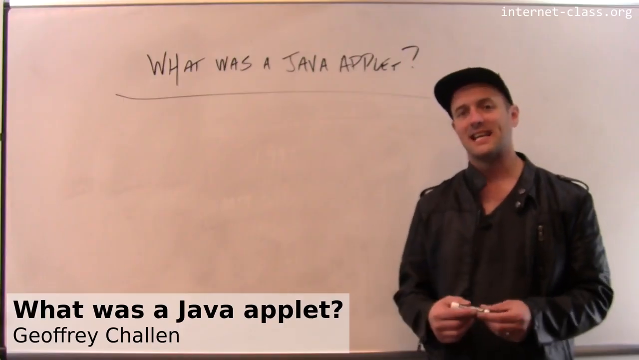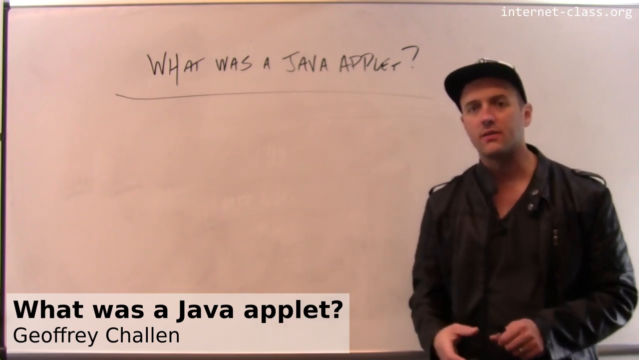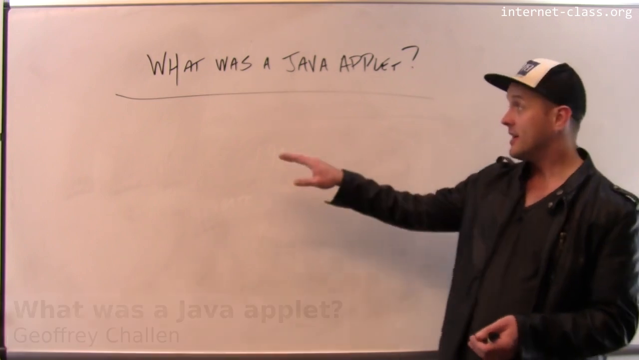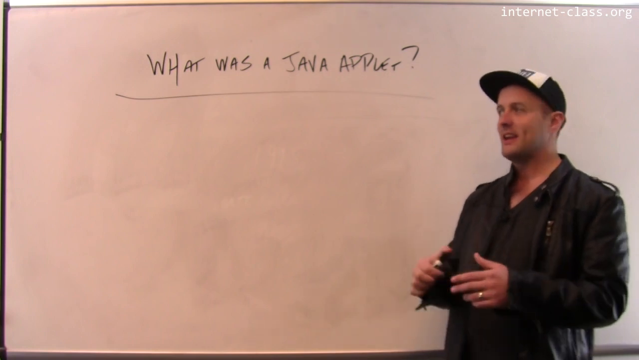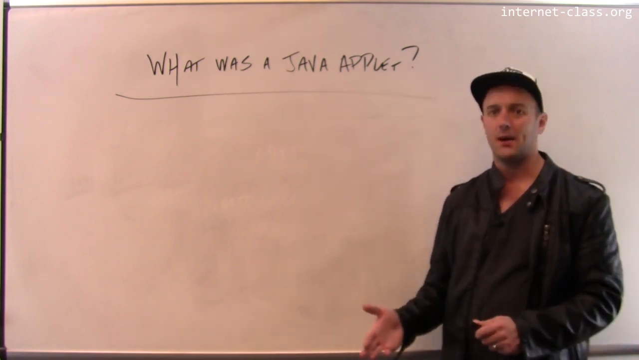One of the competing technologies that was out there in the early days of the web that people tried to use to provide interactive web experiences was something called Java applets. And you'll see that the title of this video is, what was a Java applet? I'm doing this on a whiteboard because I use Chrome, and Chrome doesn't even support Java applets anymore.